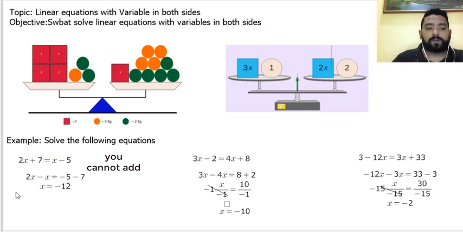What are like terms? For example, the same terms, 2x with minus x, the common between them is the x, so you can combine them. But for example, if you have 2x with 7, you cannot say 9x. You cannot, because this one and this one are different. This one is a linear term and this one is a constant. So basically, this is the topic.